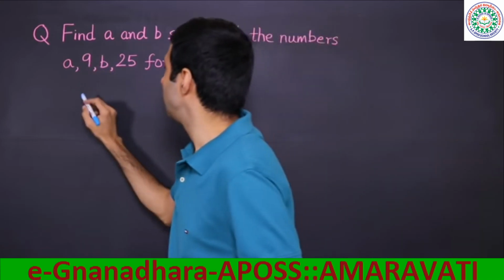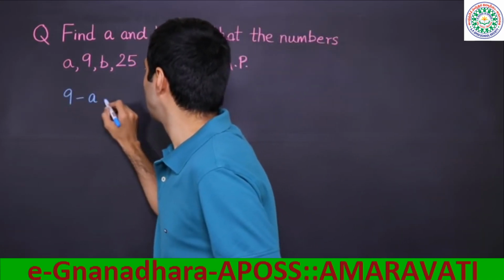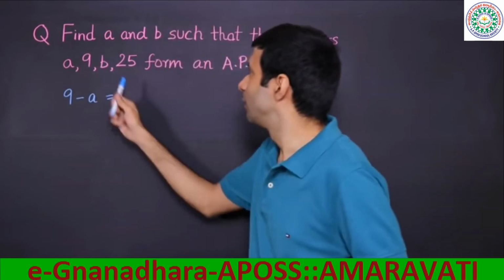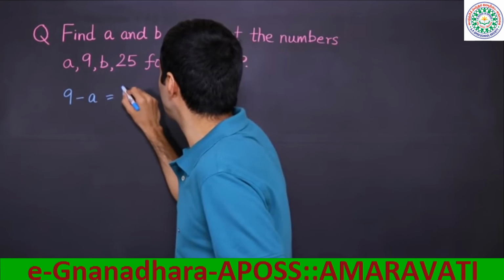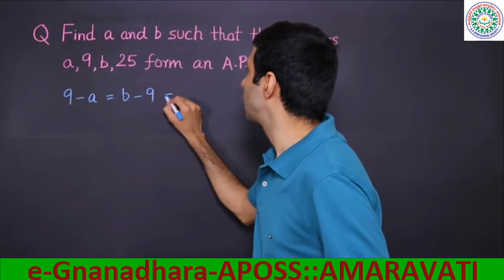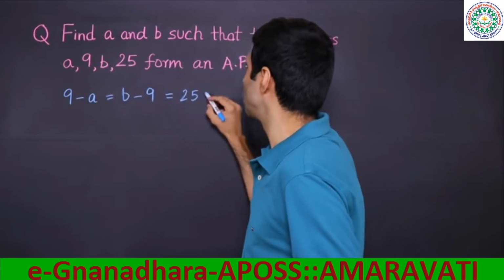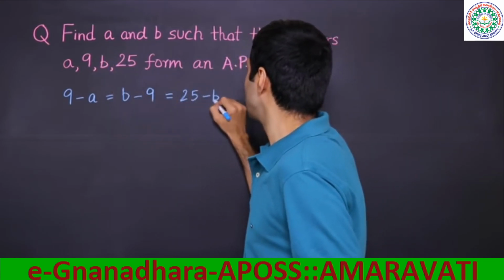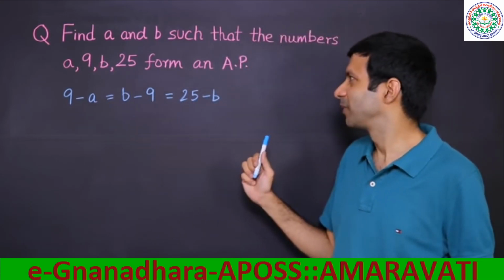So the difference between 9 and A is going to be 9 minus A, right? And that's going to be equal to the difference between B and 9, so B minus 9, right? And that's going to be equal to 25 minus B, because we know that the difference is constant. It's a common difference. Okay.